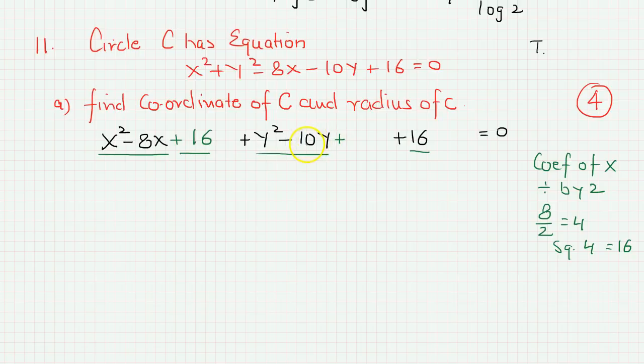In the same way, 10. Half of 10 is 5, and the square of 5 is 25. Remember, whether this is a negative sign or a positive sign, whatever sign is there, you always add this, plus 25. Now we have added 16 and 25 here, so we have to add plus 16 and plus 25 here.